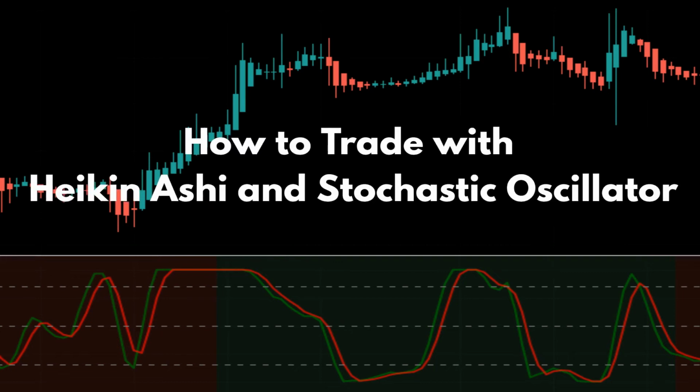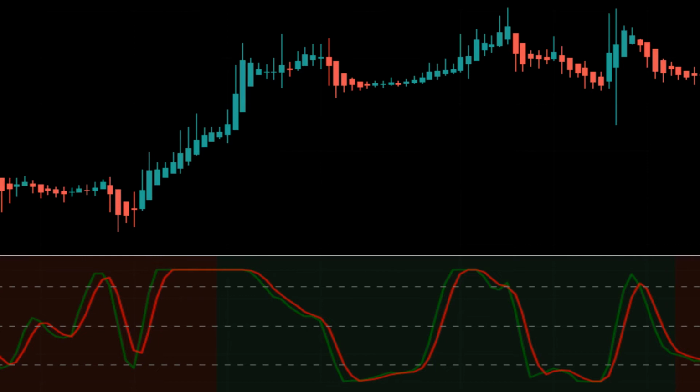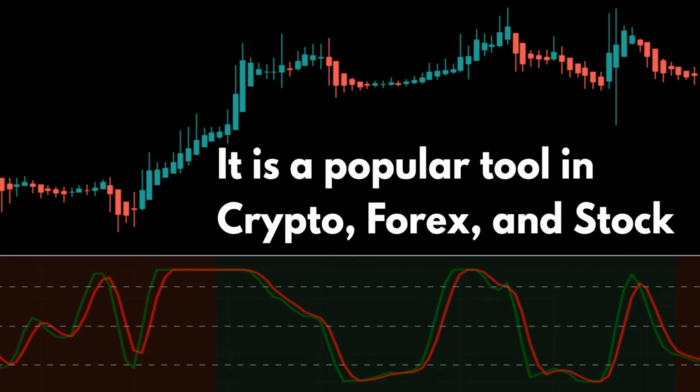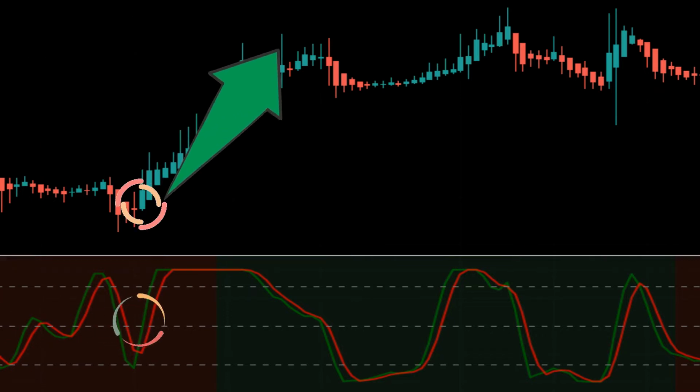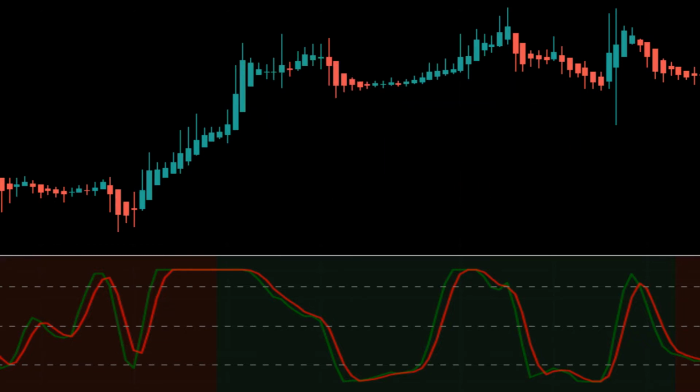How to trade with Heiken Ashi candlestick chart patterns. Heiken Ashi is a Japanese term which means average bar. It is a popular tool in crypto, forex, and stock trading as it has the capability to show the market's reaction and volatility. Traders can use Heiken Ashi candlestick chart patterns to trade with, and they are often seen as an attractive alternative to Western chart patterns.